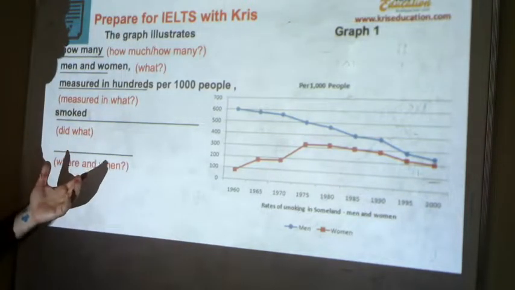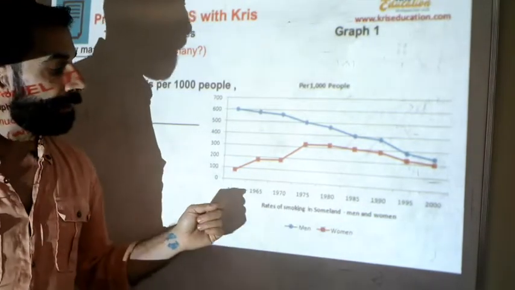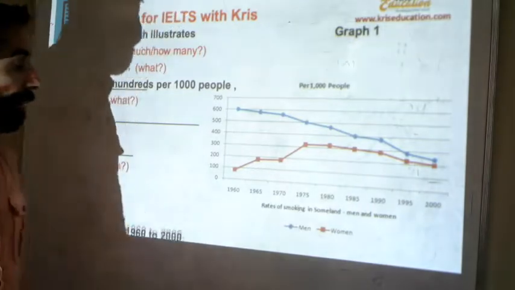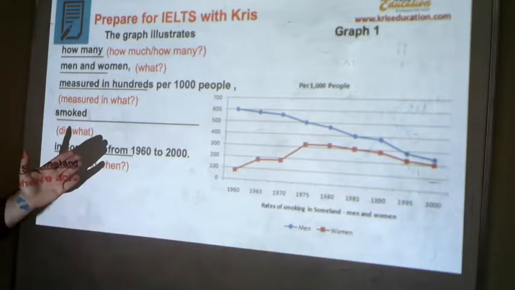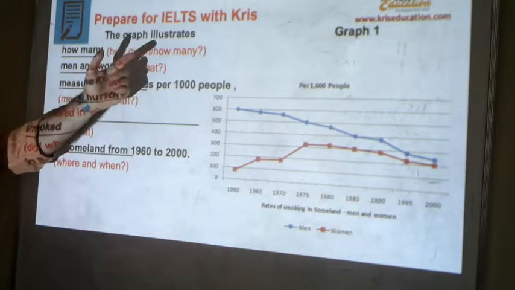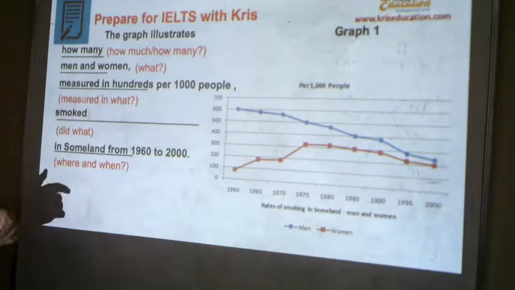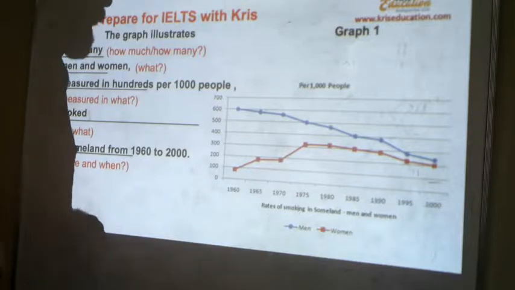Where? Where and when? In some land from 1960 to 2000. So another time, the full sentence reads like, the graph illustrates how many men and women, measured in hundreds per 1,000 people, smoked in some land from 1960 to 2000.